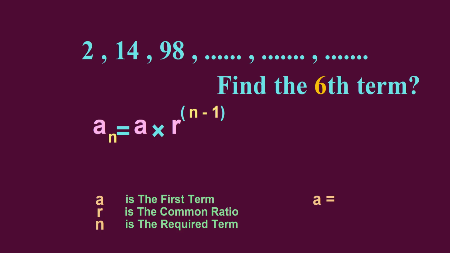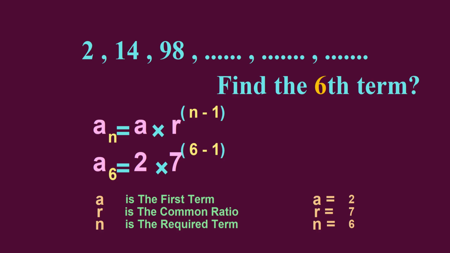In our problem, the first term a is equal to 2 and the common ratio r is equal to 7 and the required term n is equal to 6. Substituting a, r and n into the equation, we find that a_6 equals 2 times 7 to the power 6 minus 1, which equals 2 times 7 to the power 5, which equals 33,614. And this is the solution by using the formula method.